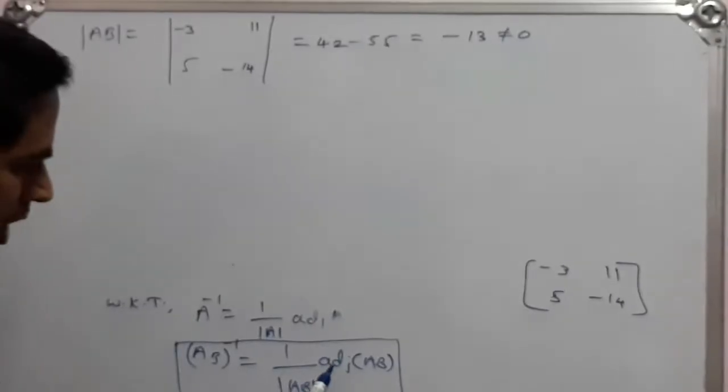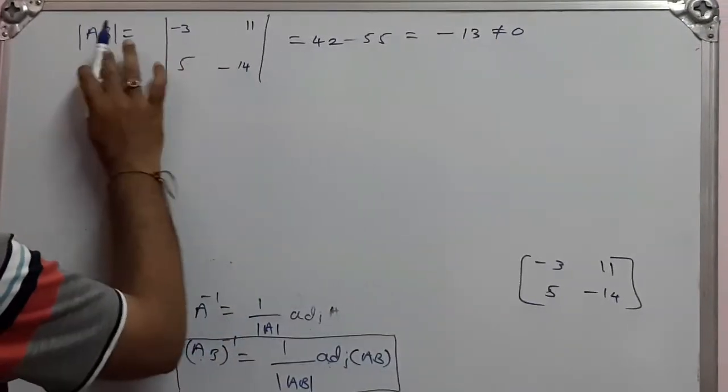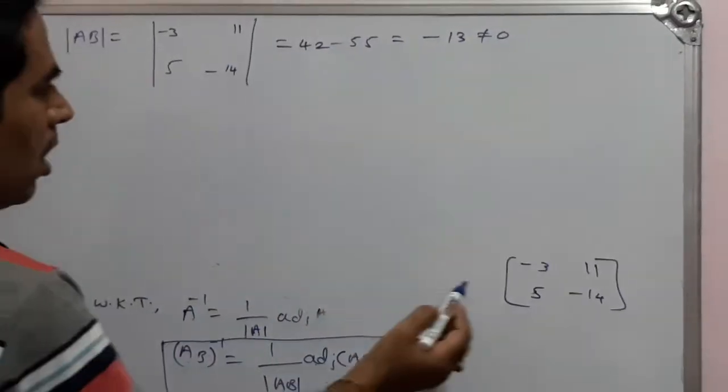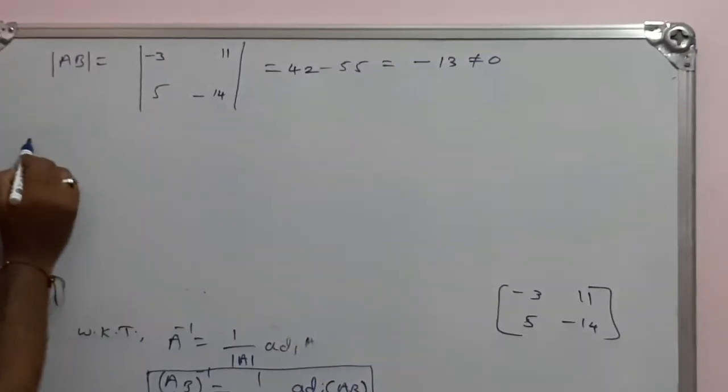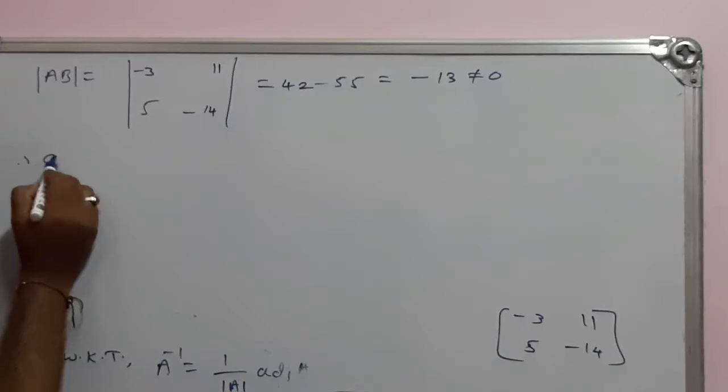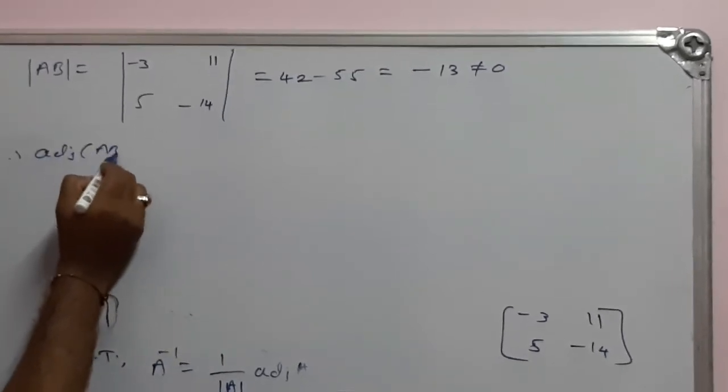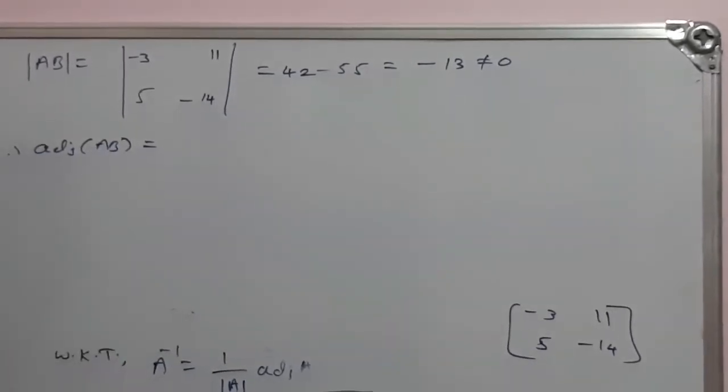Okay, so we got the determinant of AB. Next we have to find the adjoint. So this is the determinant of AB. Okay, what is the adjoint here? Therefore, adjoint of AB, I will write it directly. So how do you find the adjoint here?